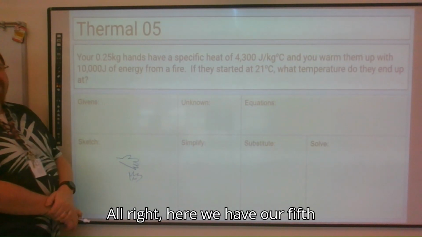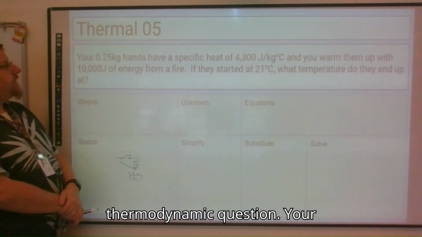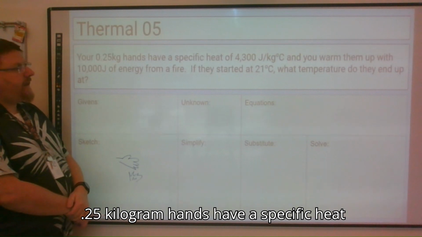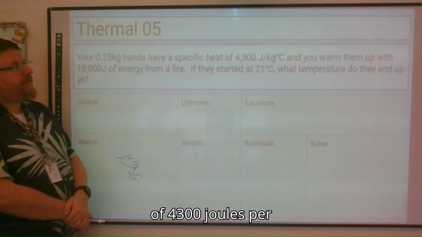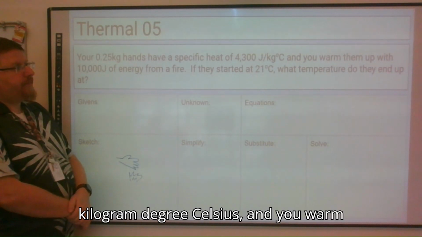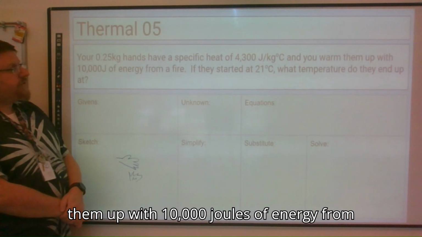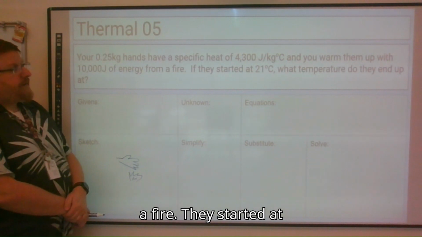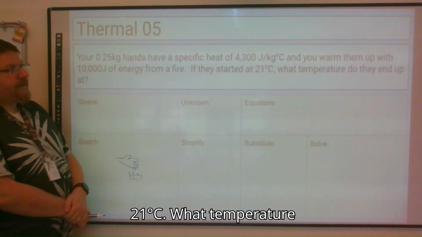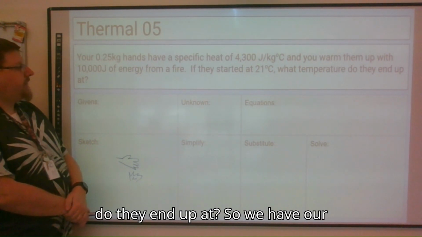All right, here we have our fifth thermodynamic question. Your 0.25 kilogram hands have a specific heat of 4,300 joules per kilogram degree Celsius, and you warm them up with 10,000 joules of energy from a fire. They started at 21 degrees Celsius. What temperature do they end up at?